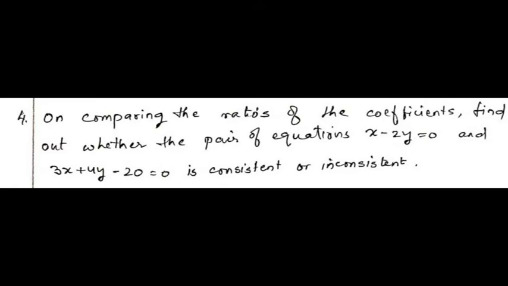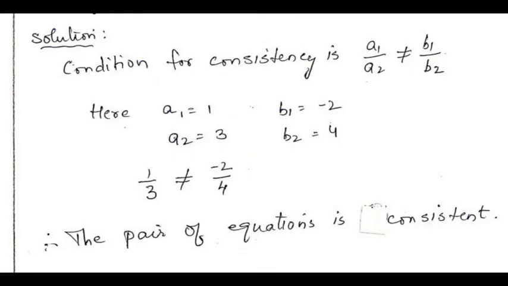Question number 4. On comparing the ratios of the coefficients, find out whether the pair of equations x minus 2y equal to 0 and 3x plus 4y minus 20 is equal to 0 is consistent or inconsistent. We know the condition for consistency is a1 by a2 is not equal to b1 by b2. Substitute the values and we see that 1 upon 3 is not equal to minus 2 upon 4. Therefore, the pair of equations is consistent.